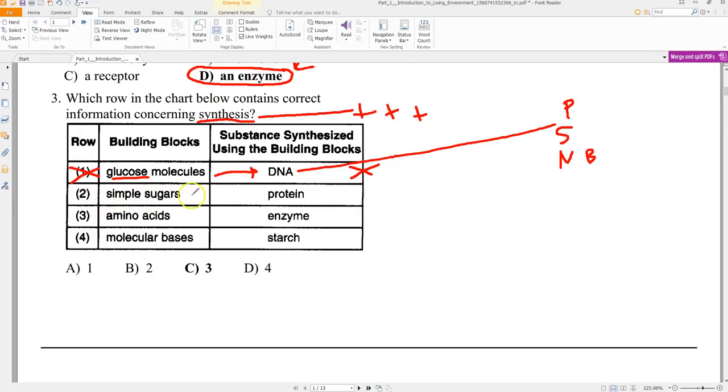Let's keep going. Simple sugars. Do simple sugars make proteins? Absolutely not. This is wrong. Amino acids make up proteins.